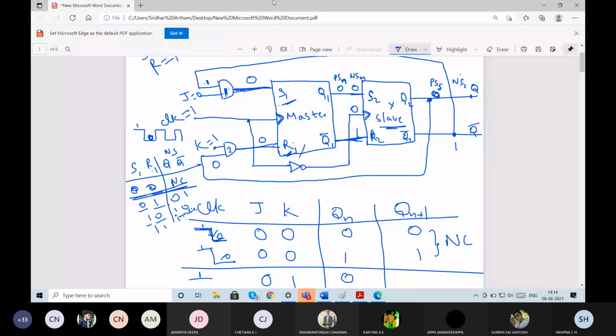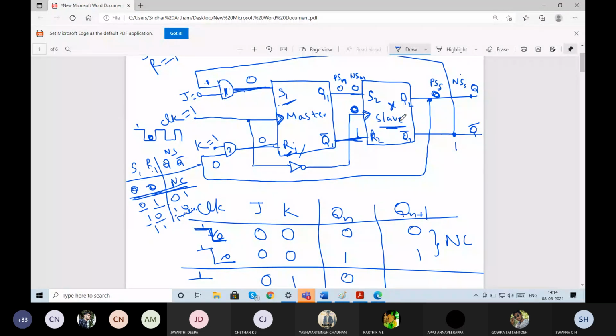Okay, if you observe, the slave clock value is 0. Okay, so when clock is 1, the master will get 1 as clock and the slave will get 0 as clock. So slave will be inactive now. Slave is inactive in the sense it will not check the inputs, whatever they might be.